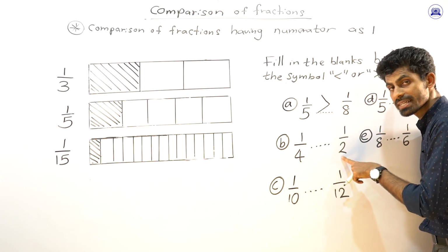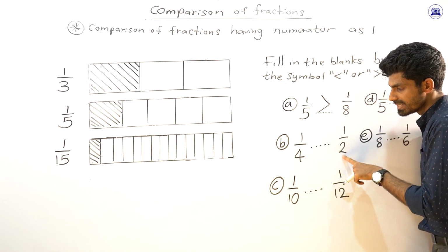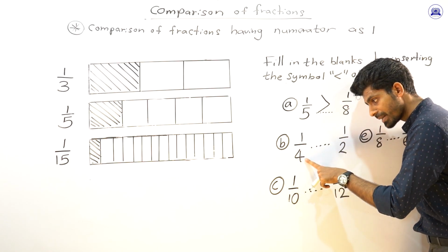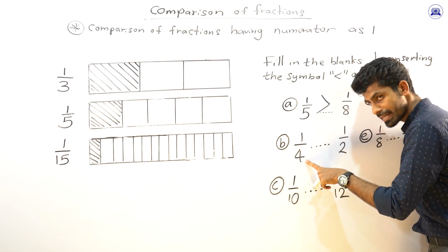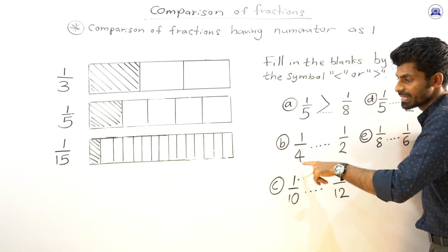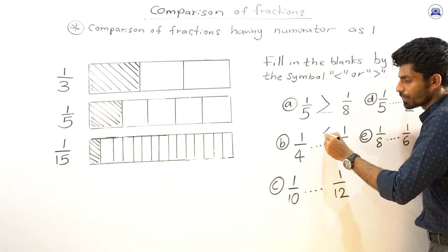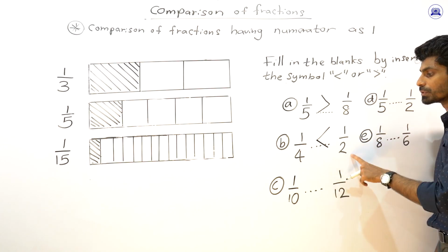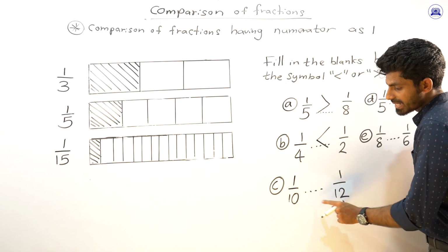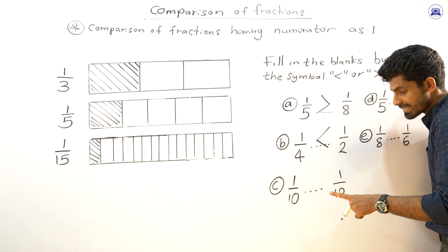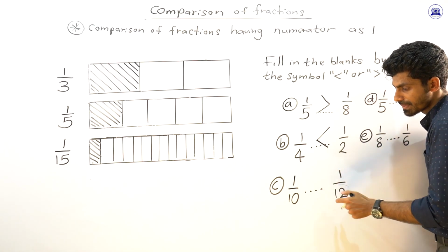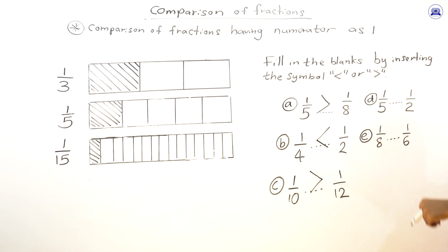4 and 2. What are the denominators? 4 and 2. Just consider the value. 4 is higher than 2. 4 is the greatest denominator. Highest denominator means smallest fraction. So 1 over 2 is greater than 1 over 4. Look at those denominators, 10 and 12. 12 is the largest denominator. So this is the smallest fraction, right? 1 over 10 is greater than 1 over 12.